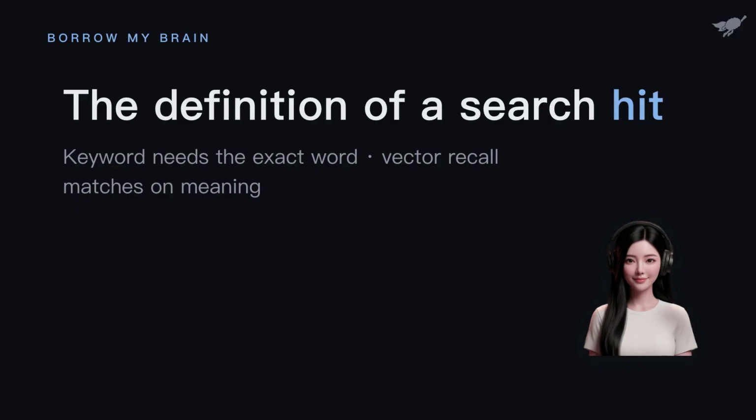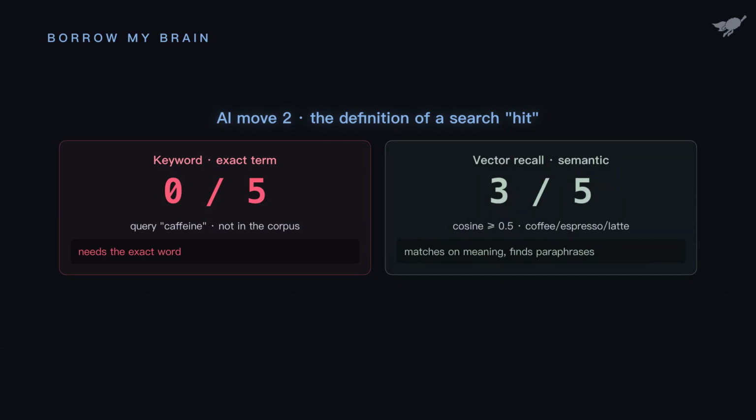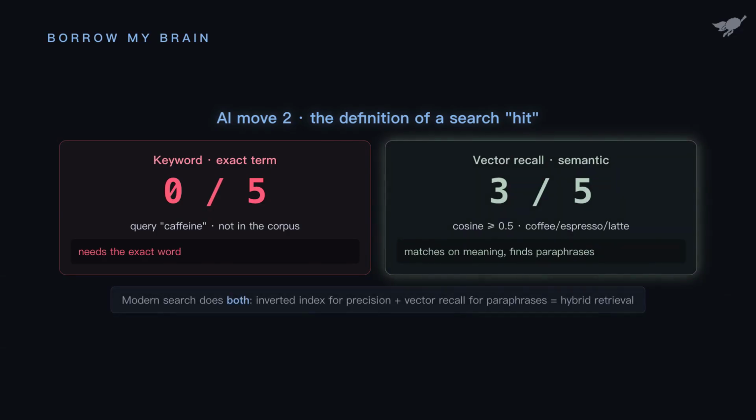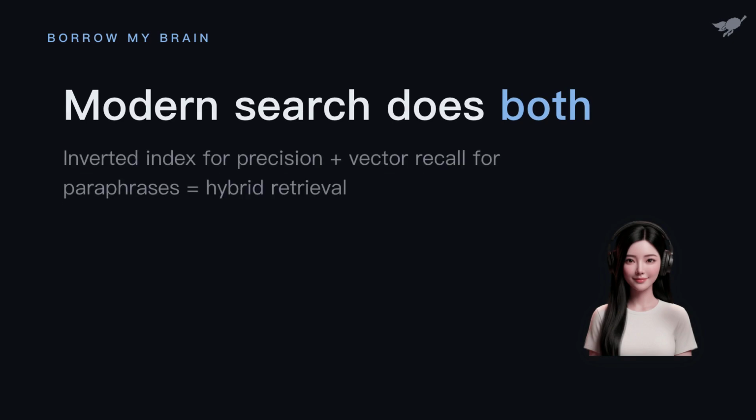Second, the definition of a hit in search. Keyword search for caffeine wants the exact word. The corpus doesn't have that word. 0 of 5 hit. Vector recall goes by meaning. Coffee, espresso, latte. 3 of 5 come back. Modern search uses both. The inverted index keeps it exact. Vector recall catches the near synonyms.